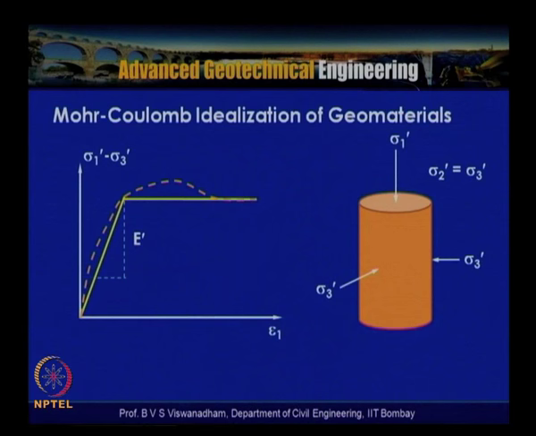Now the Mohr Coulomb idealization of geomaterials: we have a cylindrical sample subjected to principal stresses sigma 1 dash, sigma 2 dash and sigma 3 dash. Here, as sigma 2 dash is equal to sigma 3 dash, in the Mohr Coulomb idealization it is assumed that sigma 2 is equal to sigma 3. This is the stress strain variation, deviatoric stress versus axial strain, where axial strain is in the direction of the major principal stress. The slope of this is the elastic modulus, and this is the curve which we may get experimentally, and this is how it is idealized.